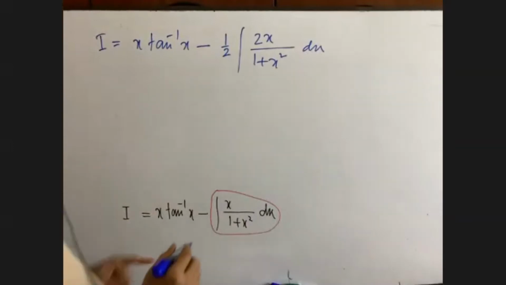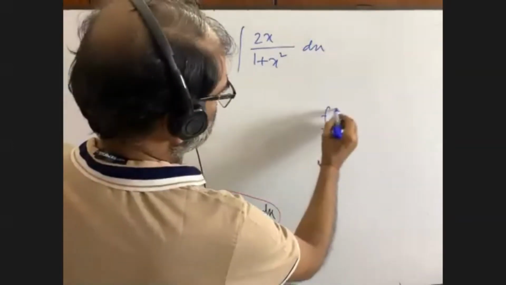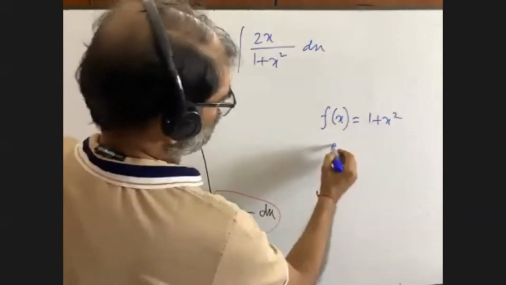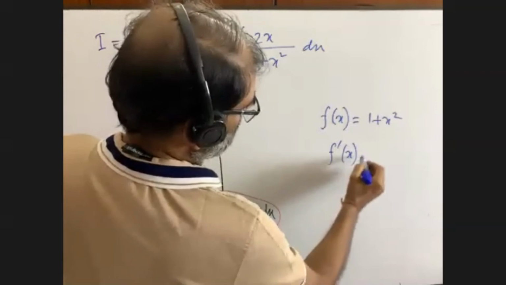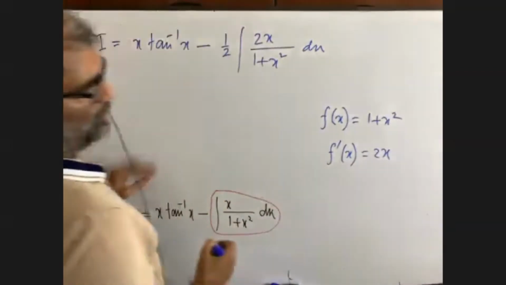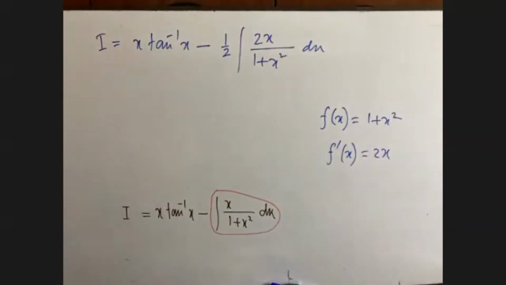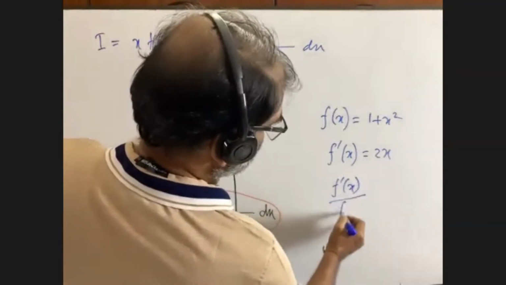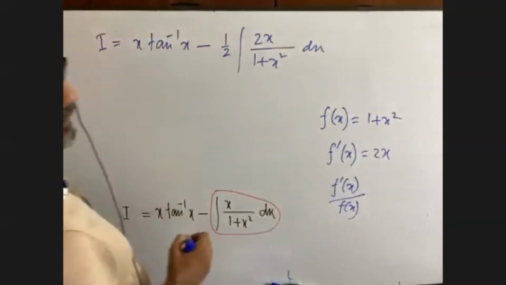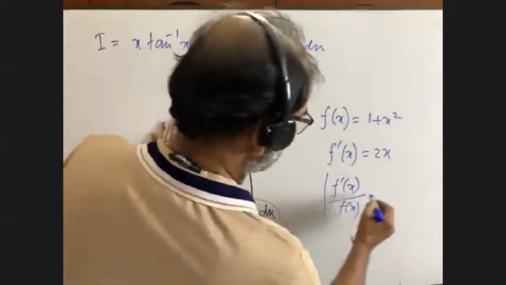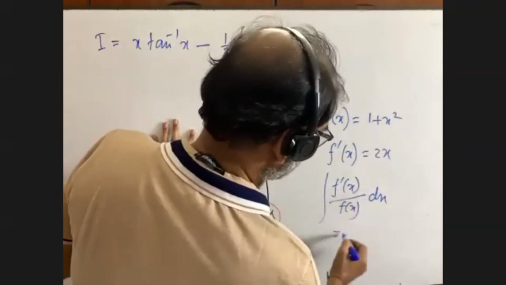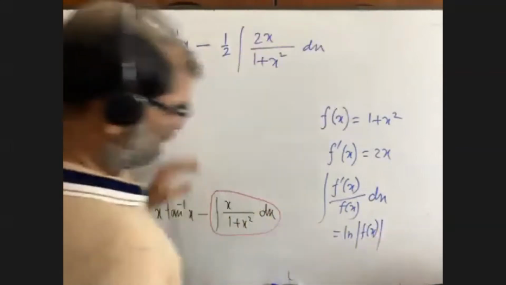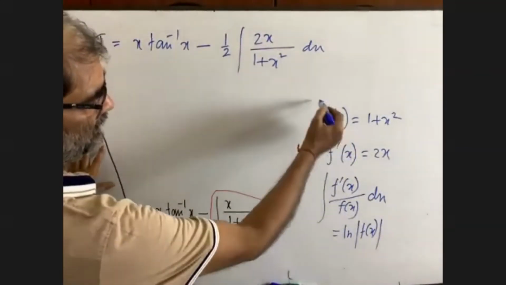Now you see, suppose f(x) equals 1 plus x square. So f prime x equals to what? Let me know. 2x, is it? So it is in the format of f prime x by f(x). So what was the formula for this part? It is equal to ln f(x). Can you remember please?